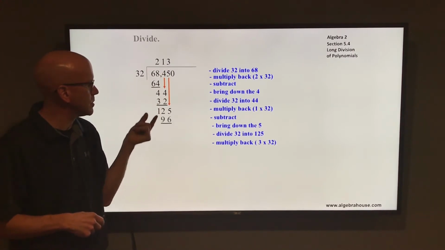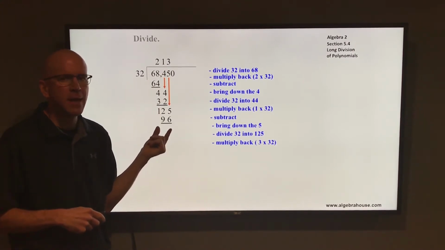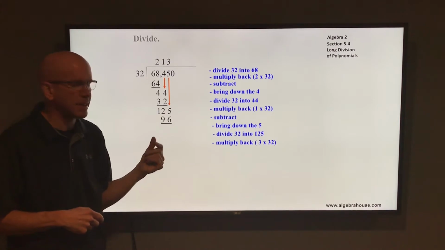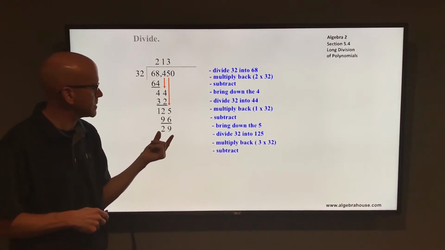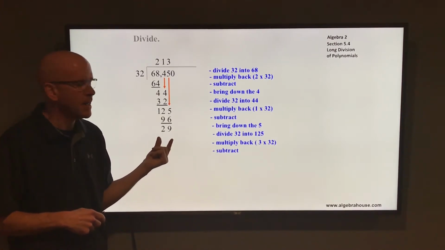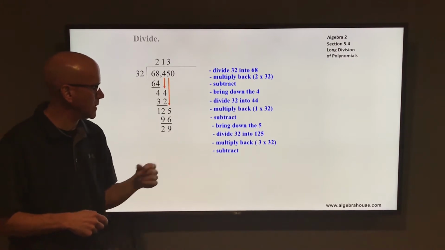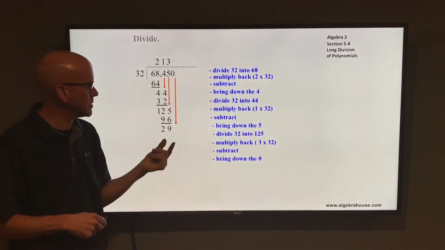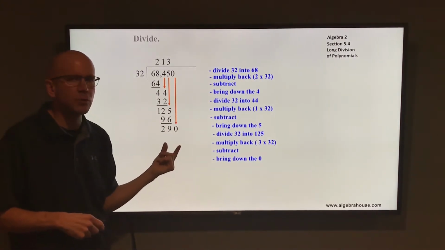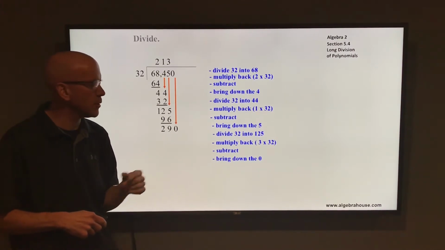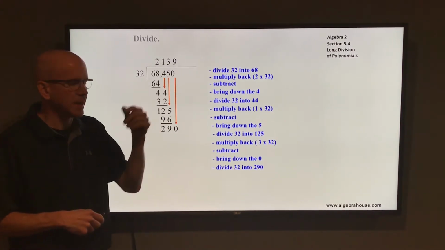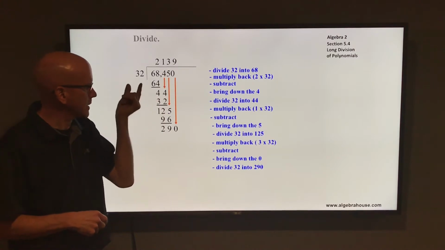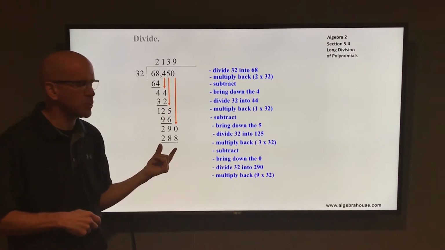Take 3 times 32, that is 96. After you multiply back, then you're subtracting again. 125 minus 96, that is 29. And then you're bringing down the next digit, bringing down that 0. So when you bring down that 0, then you're dividing again 32 into 290. 32 goes into 290 9 times. And then multiply back. 9 times 32, that is going to be 288.